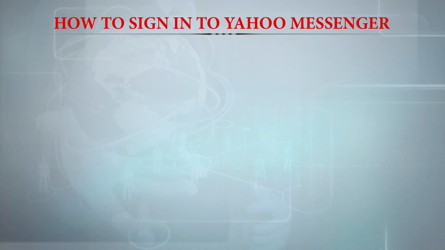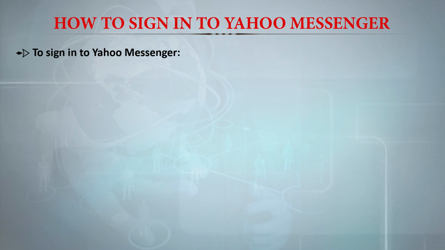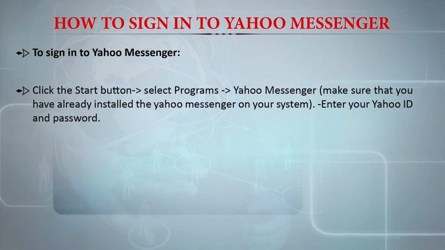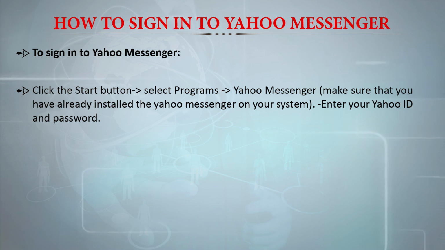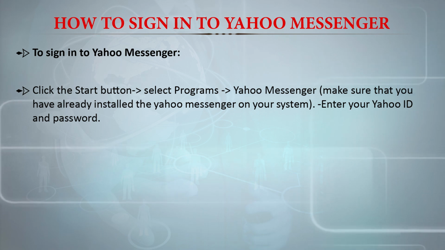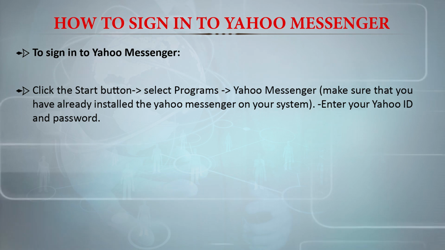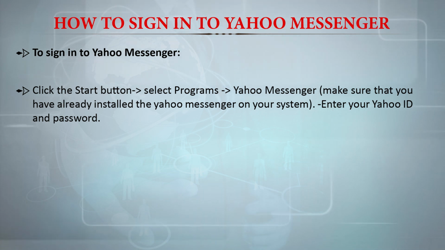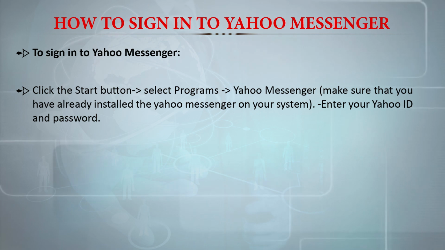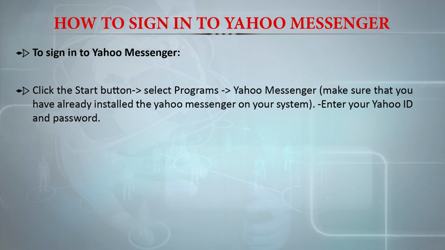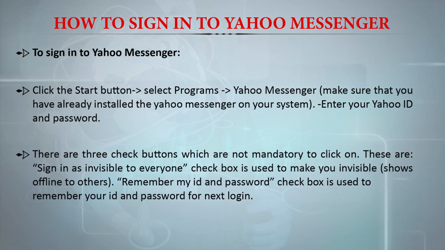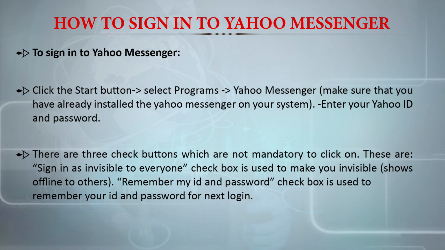Now let us see how we can sign in to Yahoo Messenger. To sign into Yahoo Messenger, first of all we have to click the Start button, then select Programs, then select Yahoo Messenger. Then we have to make sure that we have already installed Yahoo Messenger on our system. In case we did not install it, then first we have to install Yahoo Messenger, and then we should try to sign in. We have to enter our Yahoo ID and password. Then there are three check buttons which are not mandatory to click on.